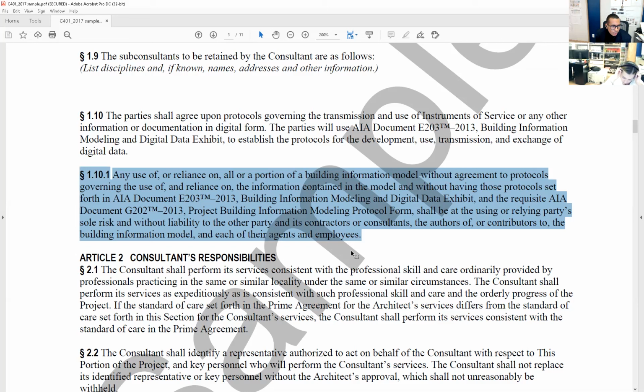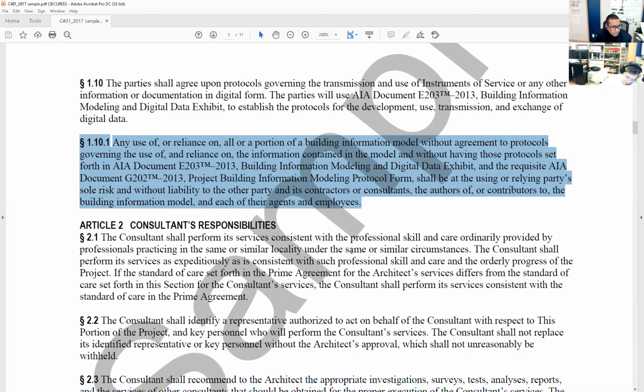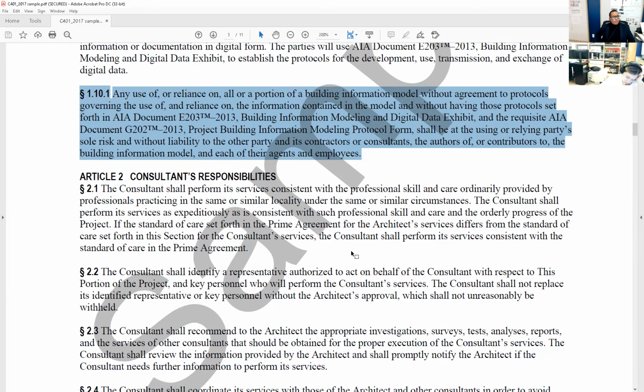In a nutshell, it's saying if you don't abide by E203 and G202, you're proceeding at your own expense, and I'm not liable for whatever happens with that instrument of service. And that was our general articles there. So then we go to article number 2, consultants' responsibilities.